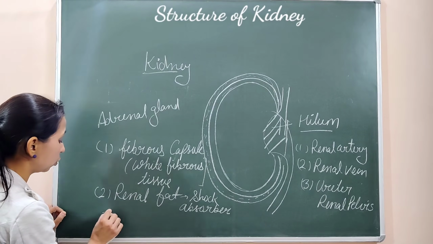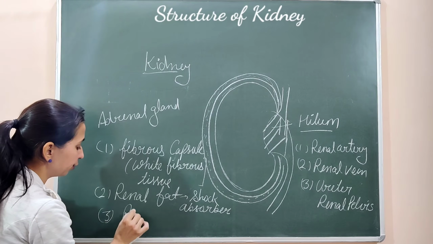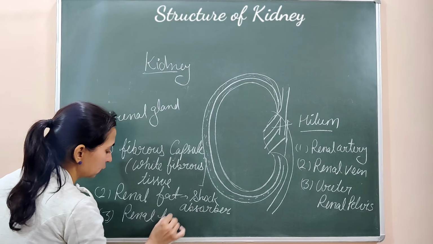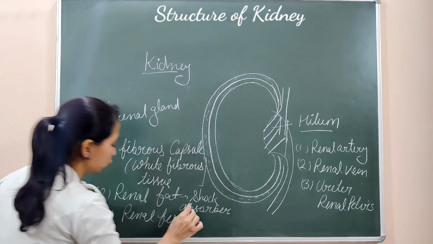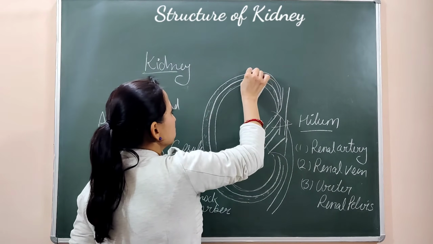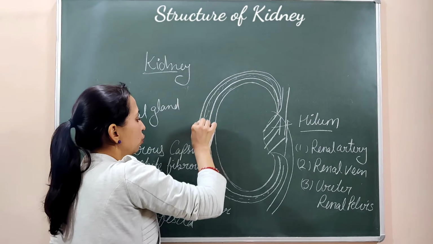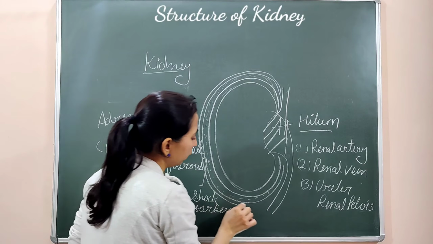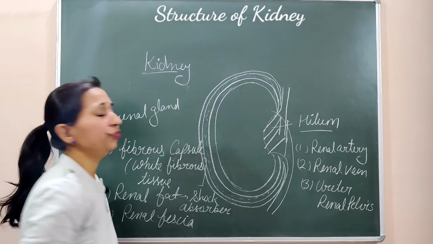And the third one, or the outermost, is the renal fascia. The outermost is renal fascia. So एक और layer हम बाहर की तरफ दिखा रहे हैं. This is the renal fascia which is making the outermost covering. So these are the different layers which are present at the outside of the kidney.